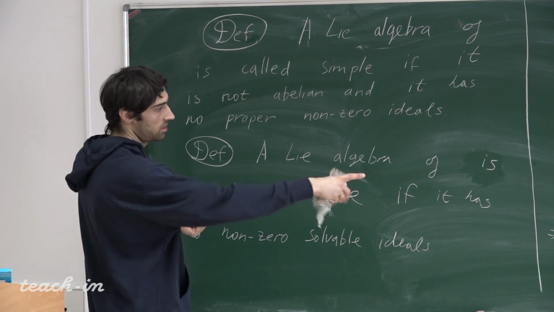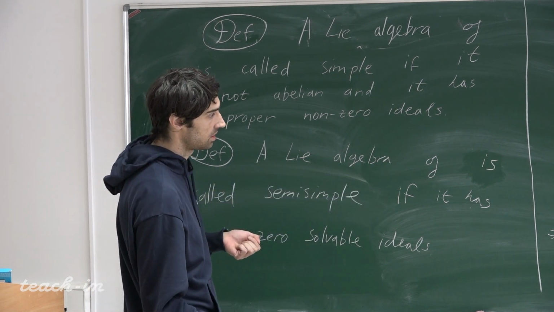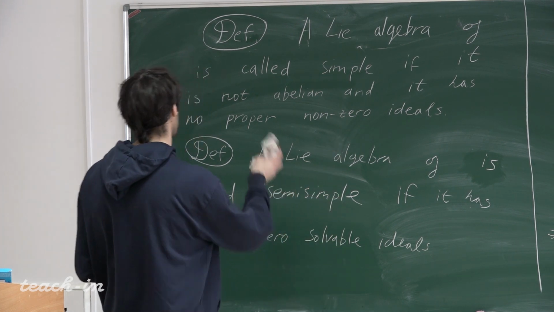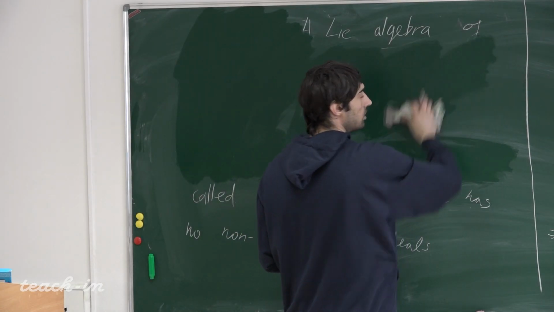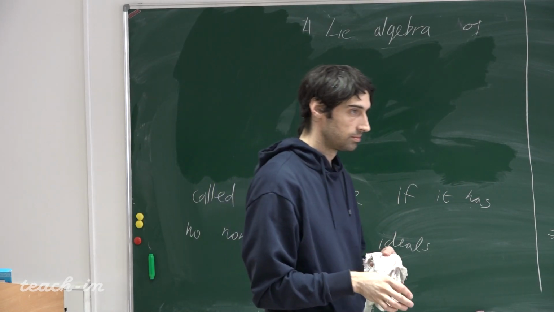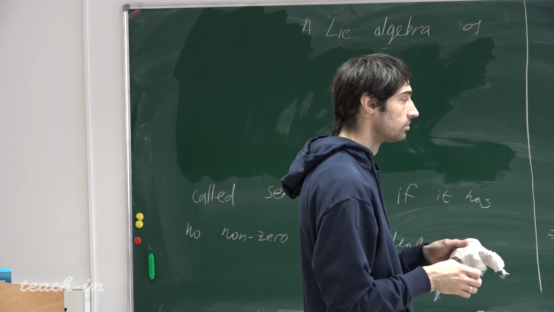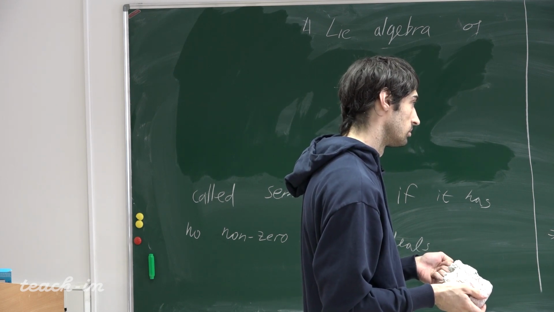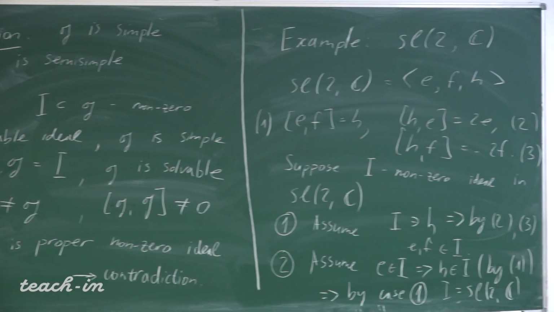Case 3 is just similar to case 2. If F is in I, then we just do similar computations. Sorry, the last statement that was proven is that SL2C is what kind of algebra? We're proving that SL2C is simple.